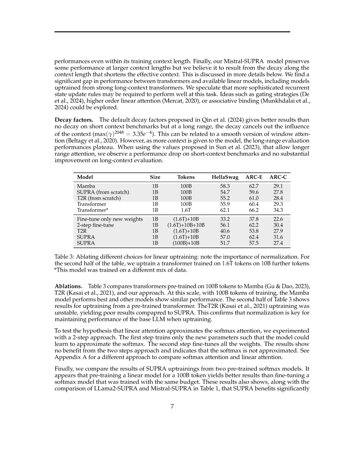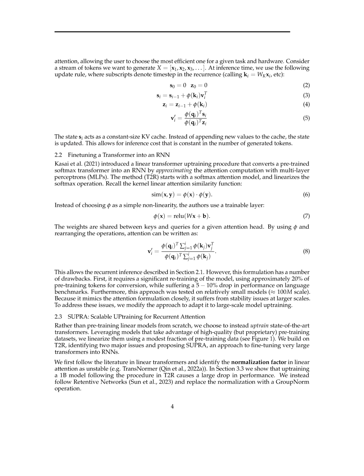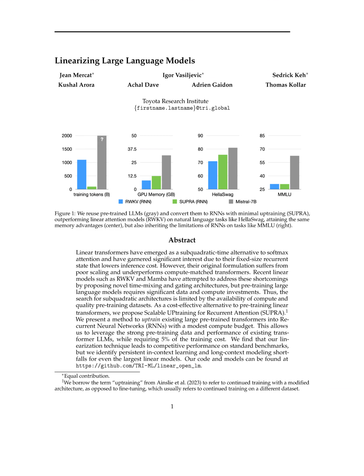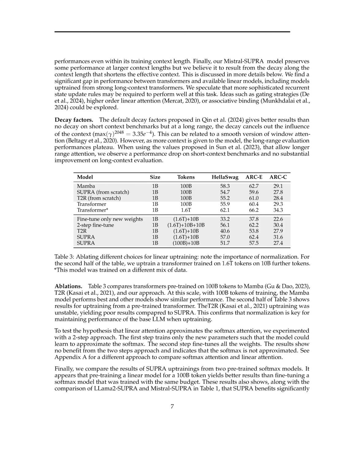3. Normalization. The paper highlights the importance of normalization in maintaining the performance of the base LLM when uptraining. It mentions that normalization is key for stable uptraining, and the absence or modification of normalization can lead to poor results, as seen in the case of T2R. 4. Stability. The paper mentions that the T2R uptraining method was unstable, resulting in poor performance compared to SUPRA. This instability could be a significant limitation when uptraining large-scale models, as it may lead to suboptimal results and hinder scalability.